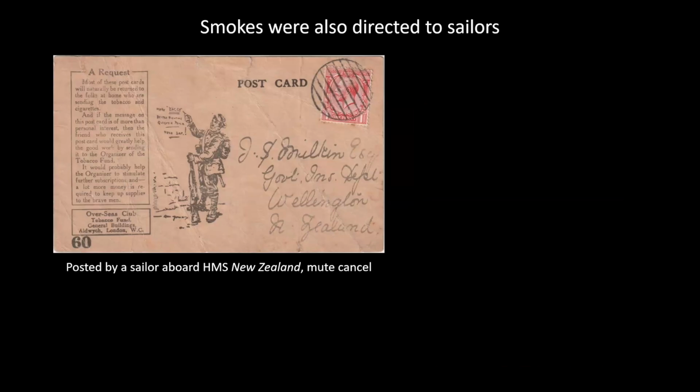Soldiers outnumbered sailors by about 20 to 1. So it's much scarcer to find cards that were sent by sailors compared to cards that were sent by soldiers. This is a card that was sent from a sailor, and you can tell because it's got this sort of bland looking postmark. So what happened was if a sailor posted a card from a ship, when that ship came into port, all the mail that was taken off the ship was just stamped with these sort of mute cancels so that they wouldn't reveal the position of the ship.